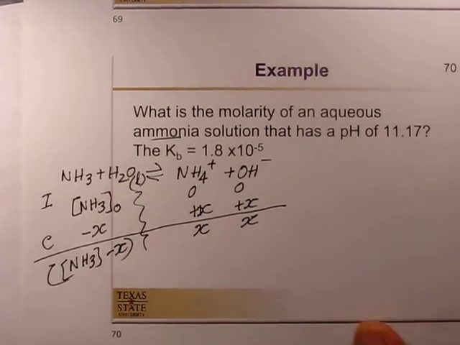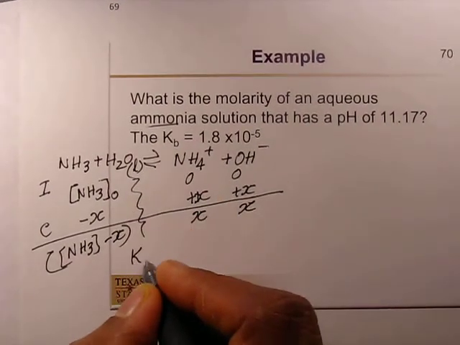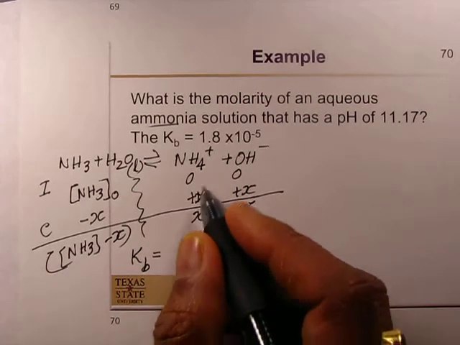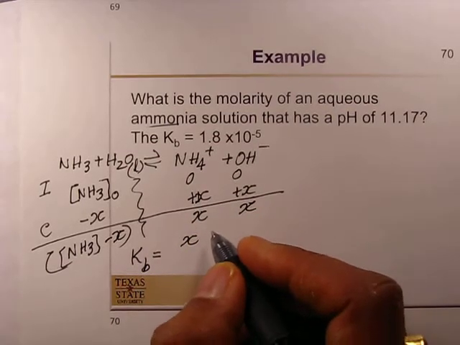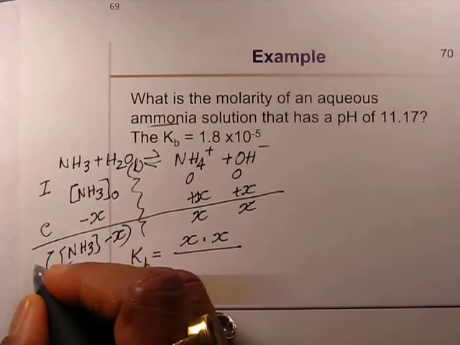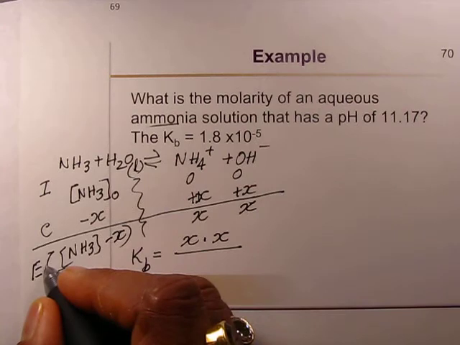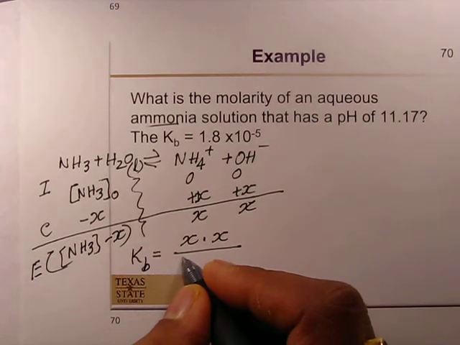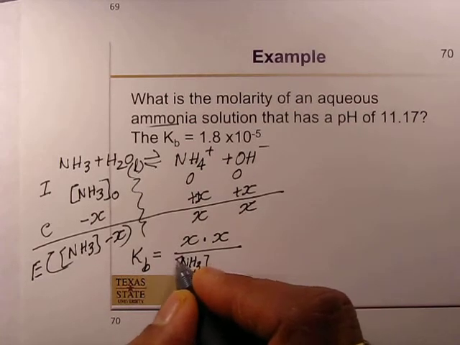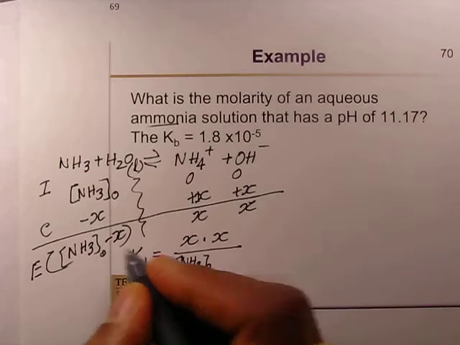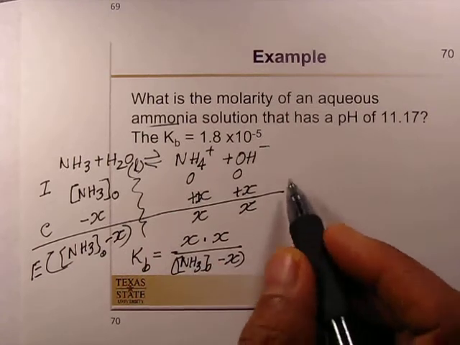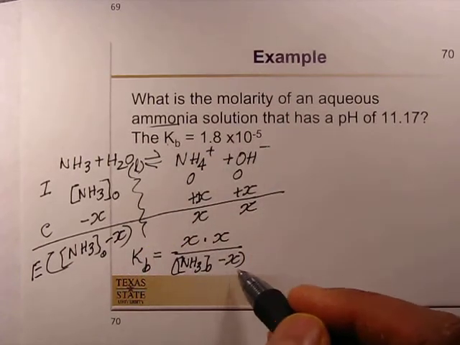Now we write the Kb expression for this reaction. The Kb expression will be the products, x for the ammonium ion and x for the hydroxide ion, divided by the reactant at equilibrium concentration, which is NH3 initial concentration minus x, right? We know the Kb value, but we do not know the x value here.